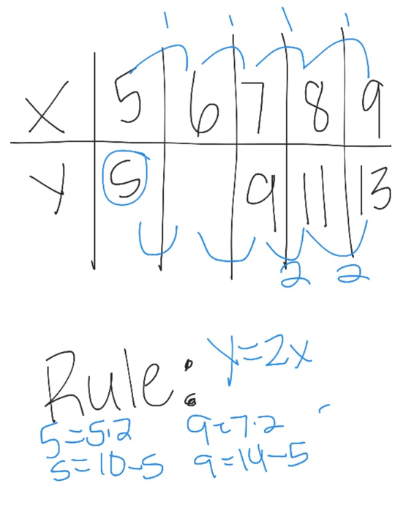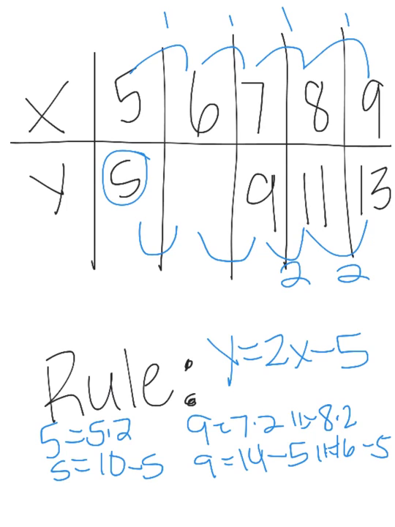If I take 8 times 2, that's 16. Again, I have to get to 11. So 16 to 11, I would subtract 5. So I have y equals 2x minus 5.